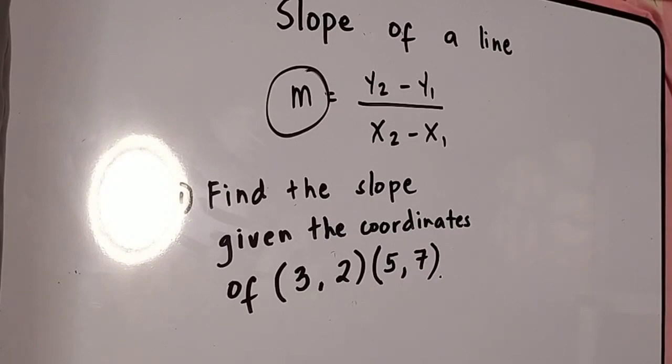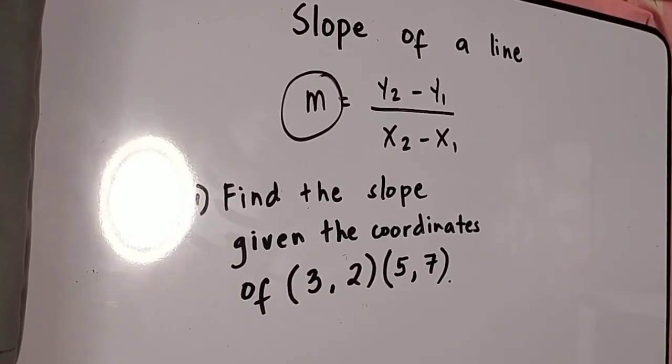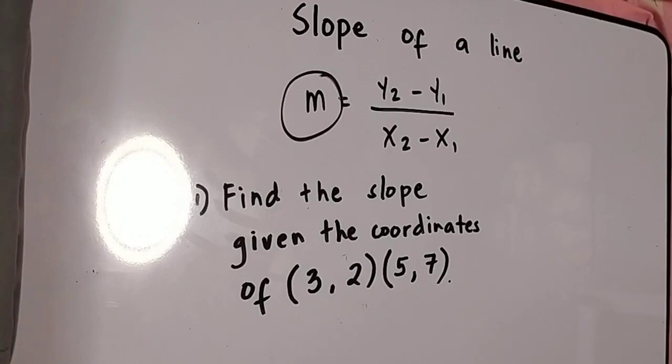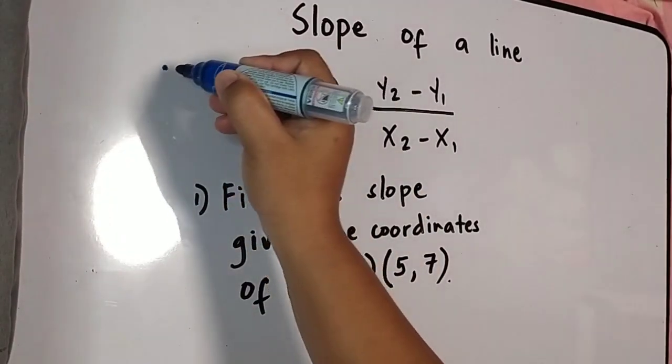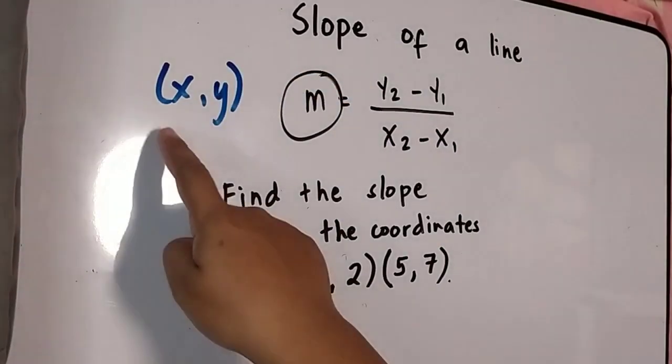Okay? So, try natin isolve. Find the slope given the coordinates of 3, 2, and 5, 7. So, the first thing that you need to do is to identify, okay, the values of the coordinates. Si x sub 1, x sub 2, y sub 1, y sub 2. Okay? Now, alam naman natin, di ba, na sa isang coordinates, ang laging magkasama, di ba, ay yung value ni x tsaka value ni y. So, lagi sa isang coordinates, x, y yan.